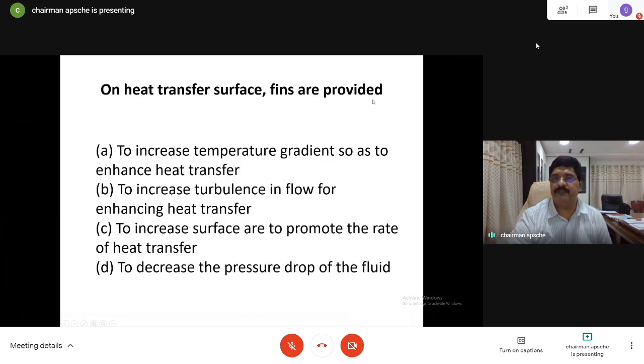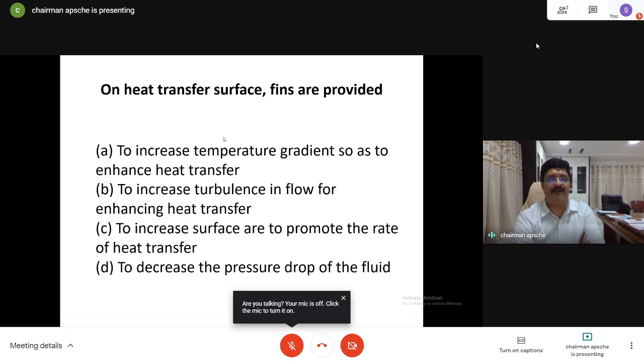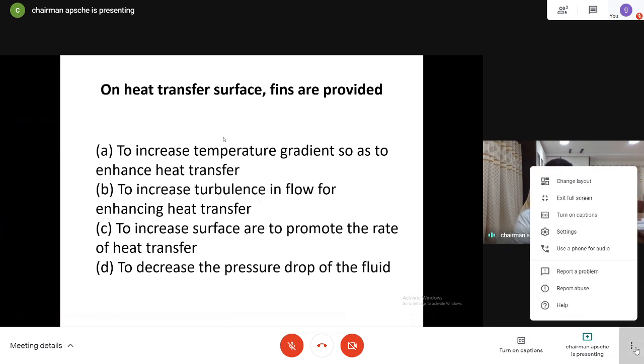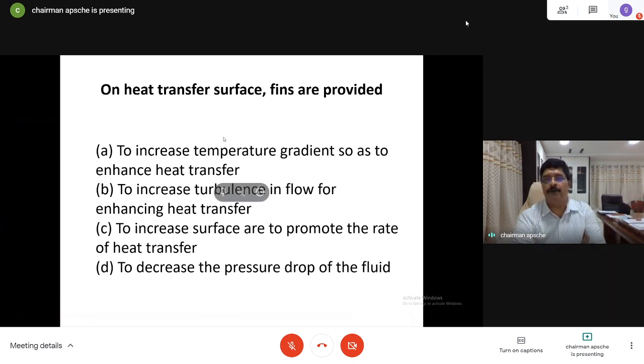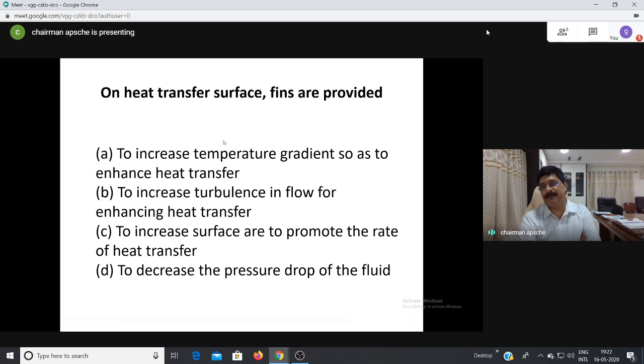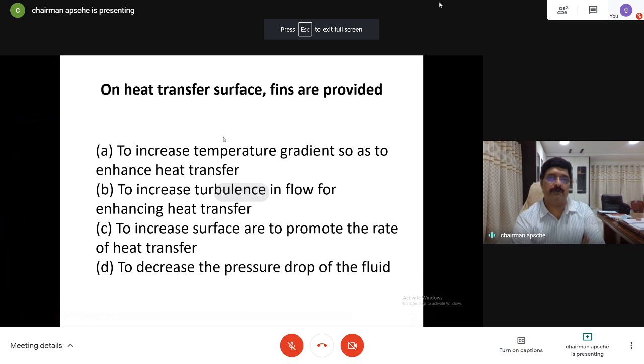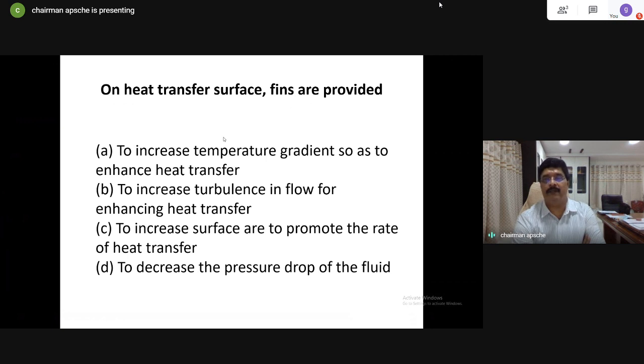On a heat transfer surface, fins are provided. Why are fins provided? To increase temperature gradient so as to enhance heat transfer; to increase turbulence in flow for enhanced heat transfer; to increase surface area to promote the rate of heat transfer; to decrease the pressure drop of the fluid. Forget about all that. The very logic I have used is Q is equal to hA delta T. When you don't have control over h and delta T, the only way you can increase the heat transfer is by enhancing the surface area. So the answer is to increase the surface area.